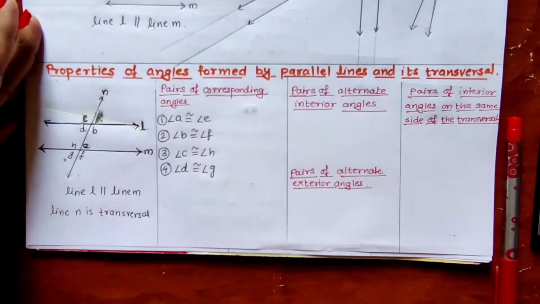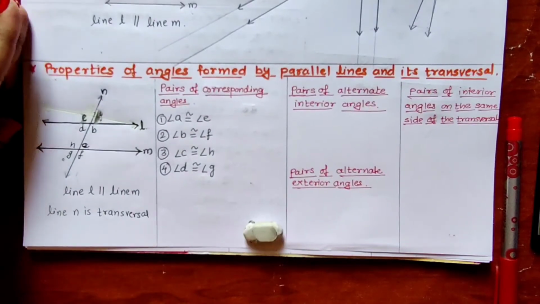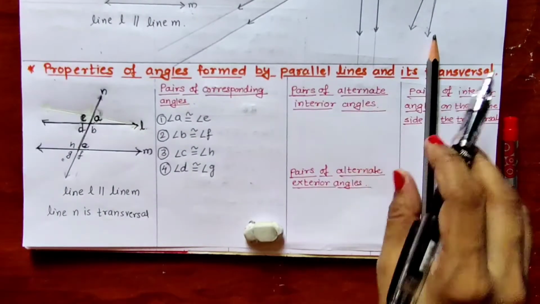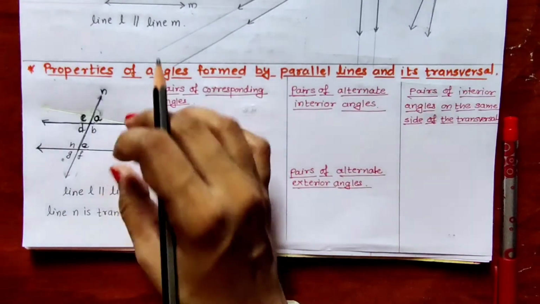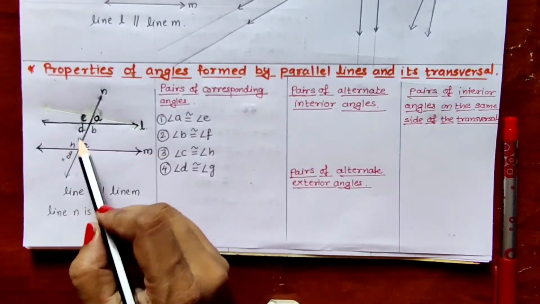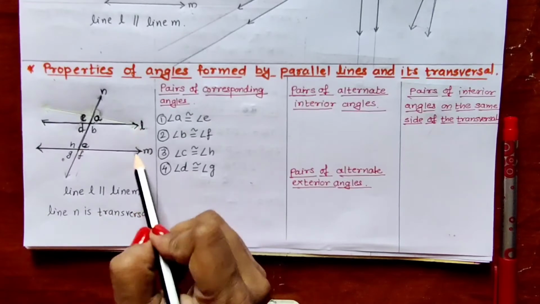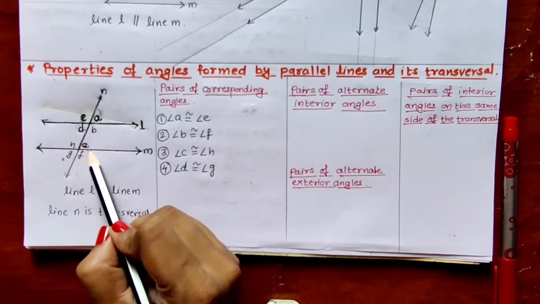Let me rub this out. So the interior angles are the angles which are inside these two lines. We can see four angles which are inside these two lines: angle D, angle B, angle H and angle E.